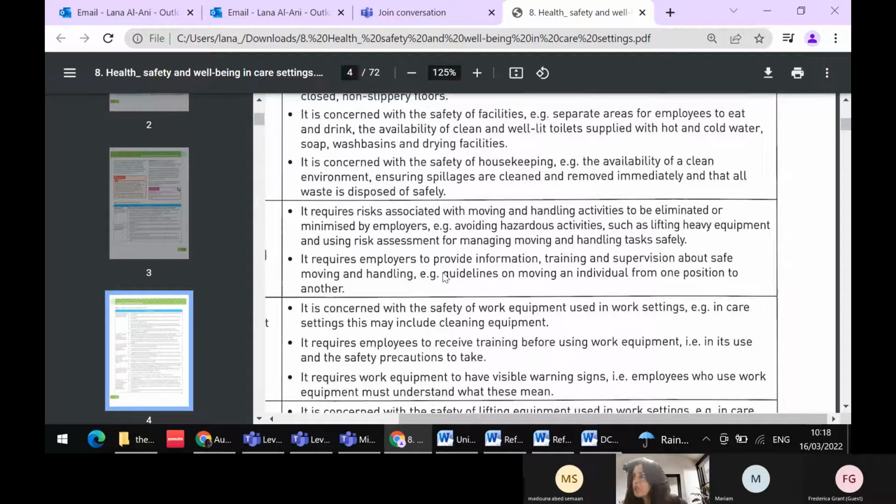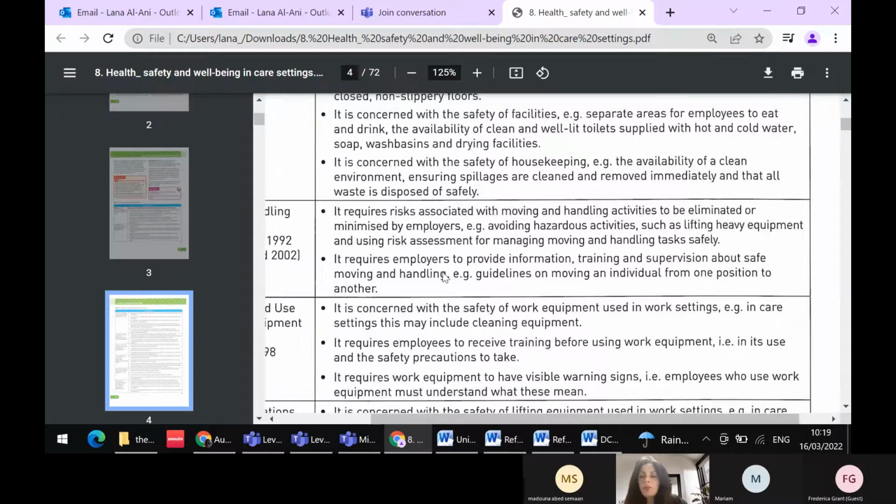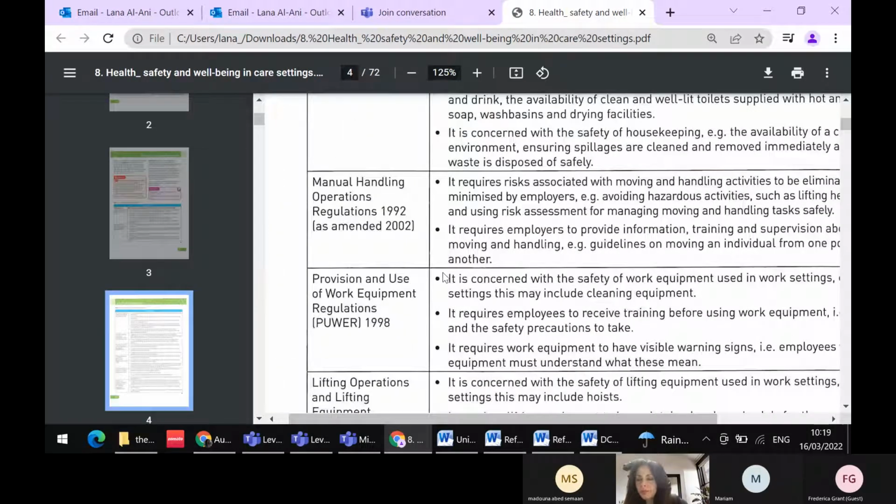So the most important thing for the organization is the people who work there. They should always be safe. They should always be healthy. That's why manual handling training should be given to everyone, all of them. And it requires the employers to provide information, training and supervision for the safe moving and handling of the equipment and of the people from one position to another position.